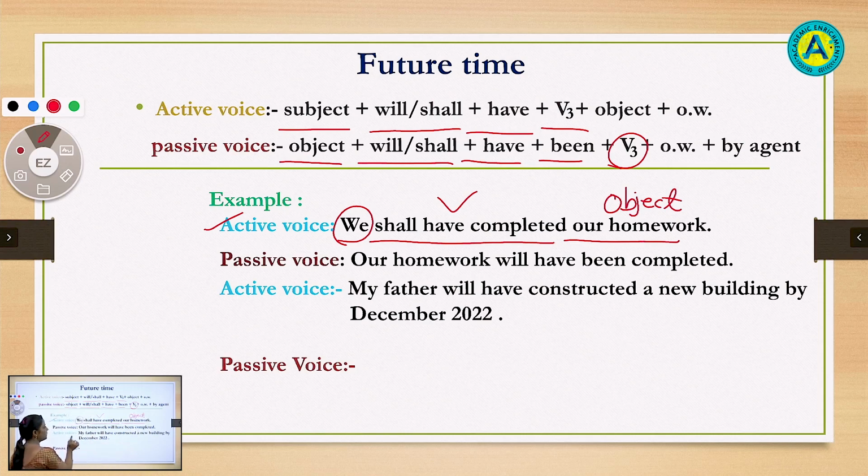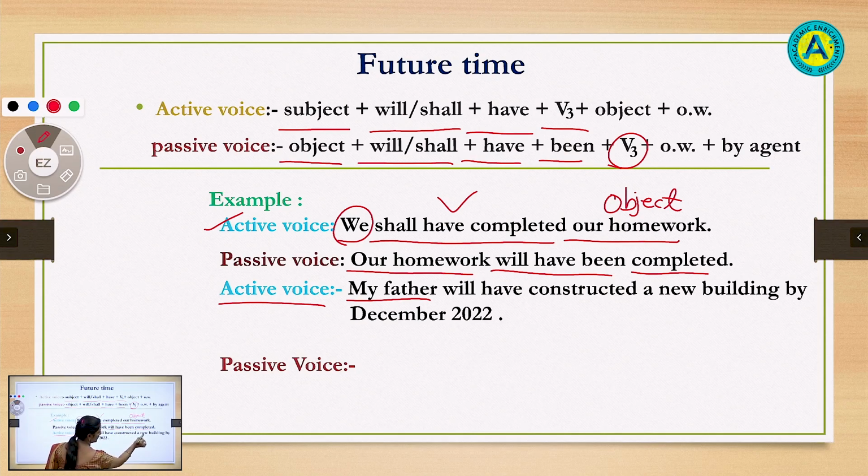Then what is the passive form of this sentence? Yes, our homework will have been completed. Then who can tell the passive form of this sentence? Yes, my father will have constructed a new building by December 2022.